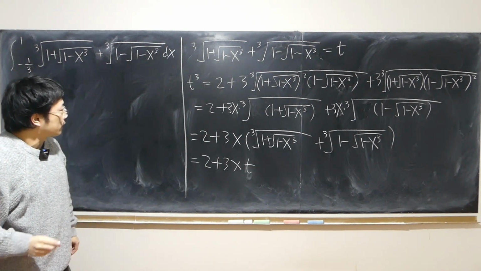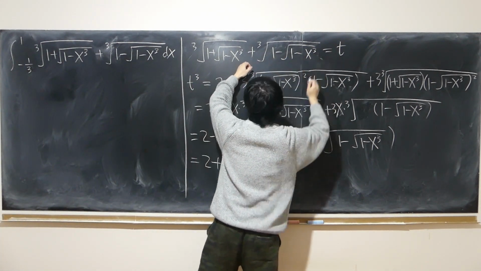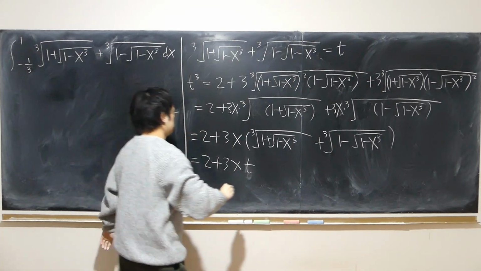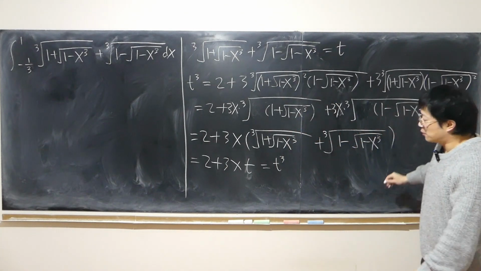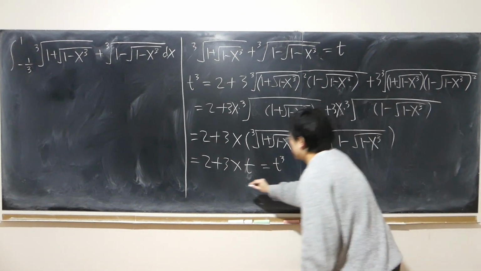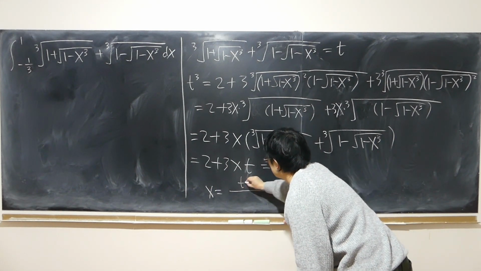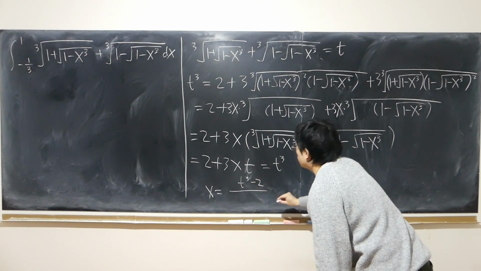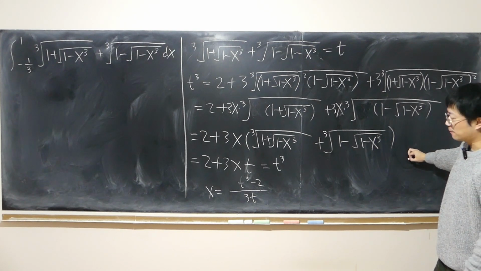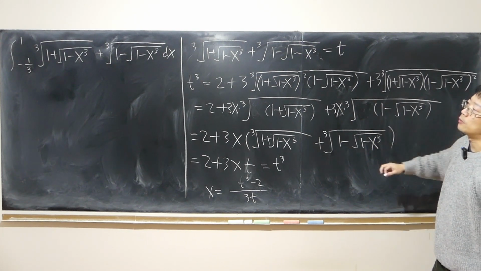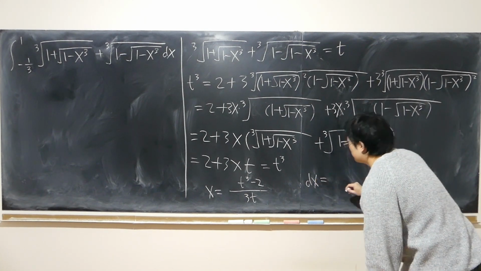So like I said, I cube both sides. So t cubed becomes this. In fact, I have this relation. I can even express x in terms of t: x equals t cubed minus 2 over 3t. Now I can make a substitution of variable, because I can easily work out dx.